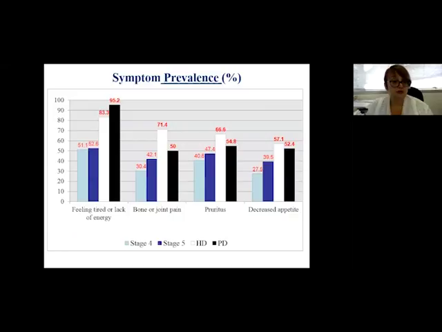So what were the most prevalent symptoms? Fatigue, feeling tired or lack of energy. And if you look, 83 and 95% of hemodialysis and PD patients said they were fatigued. Interestingly, fatigue was worse in PD patients. Bone or joint pain was also very common, itchy skin, and decreased appetite. These were the most prevalent symptoms. And in our publication, you can see all of the symptom results.